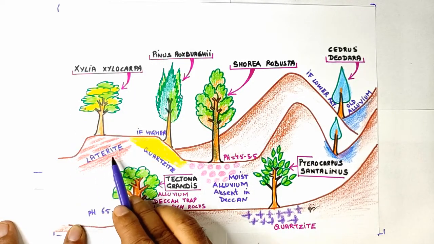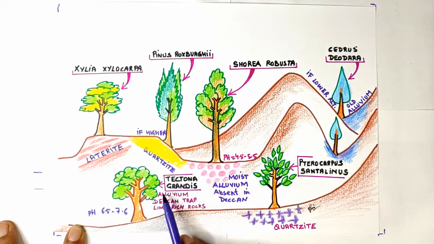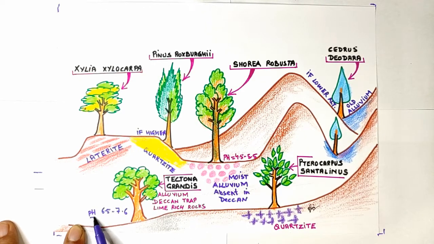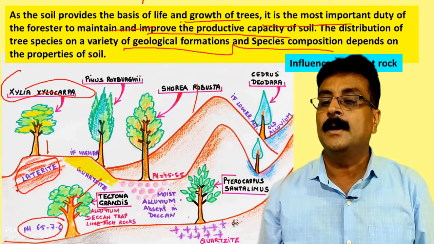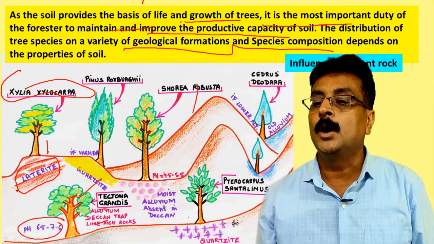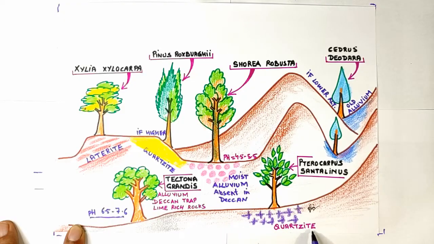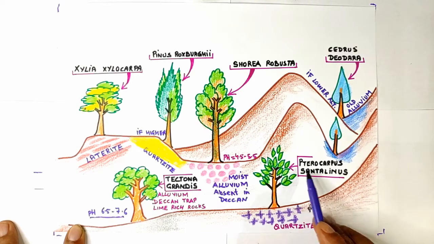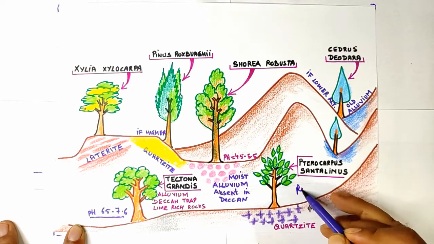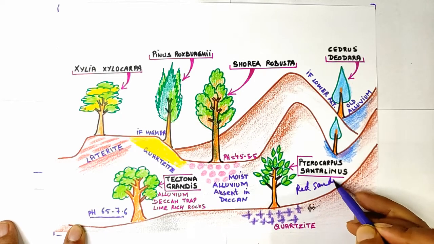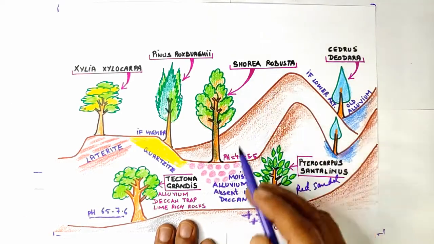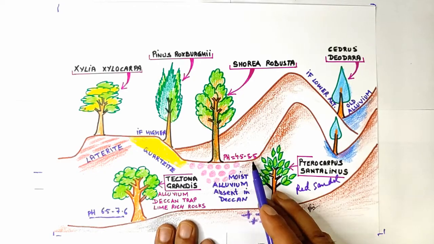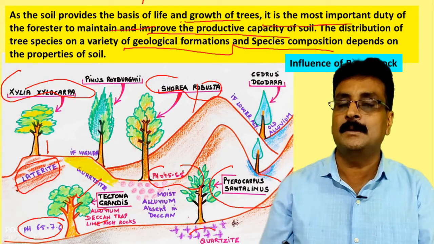So if we have Tectona grandis, they come in alluvial, they come in Deccan trap in Andhra Pradesh. This area also it can come up nicely, where pH is 6.5 to 7.6, you can do Tectona grandis, and Tectona grandis comes naturally also there. Then when we go to this quartzite soil, we have Pterocarpus santalinus, a very good and very important tree species, we call it red sandalwood. Then when we go for Shorea robusta, they like humid conditions and they like a pH of 4.5 to 5.5.